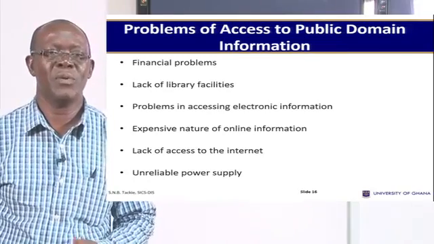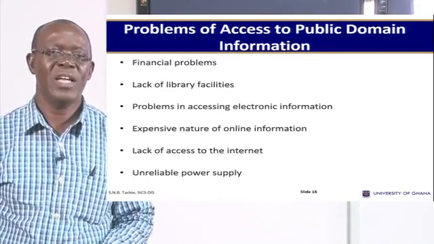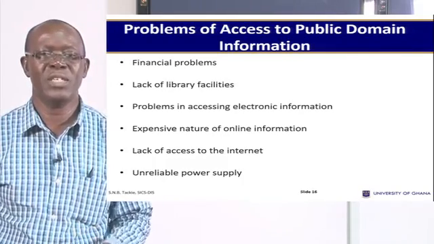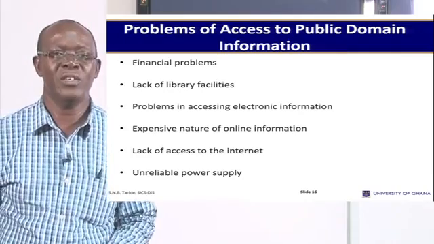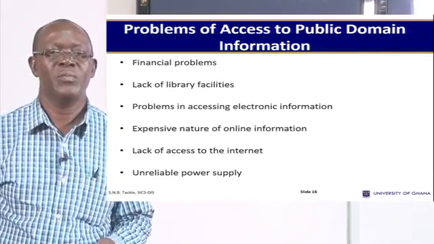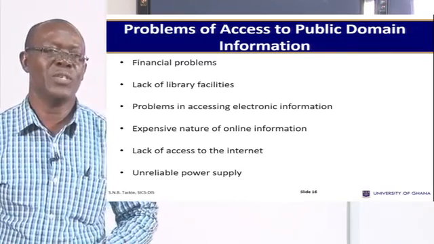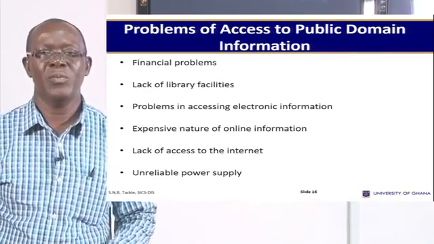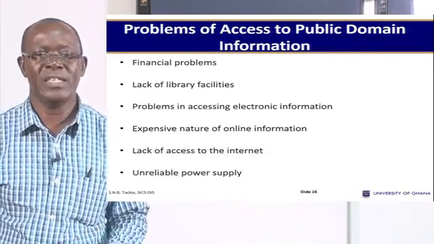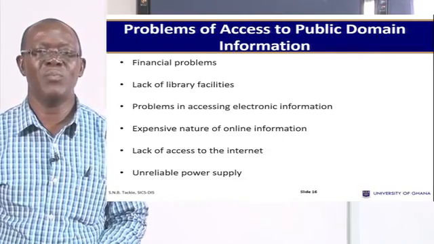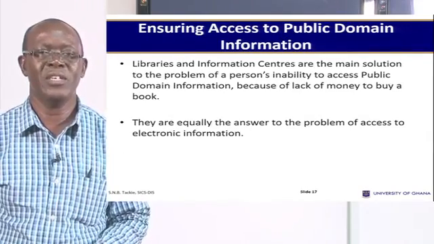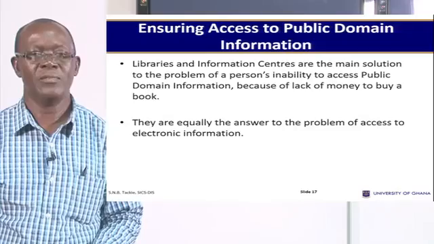Financial problems, they are public domain information. Lack of information infrastructure, libraries, archives, museums, and the likes are all issues of public information. Problems in accessing electronic information is part of public domain information. Lack of access to the internet is also part of it. Unreliable power supply is also information that is in the public domain.